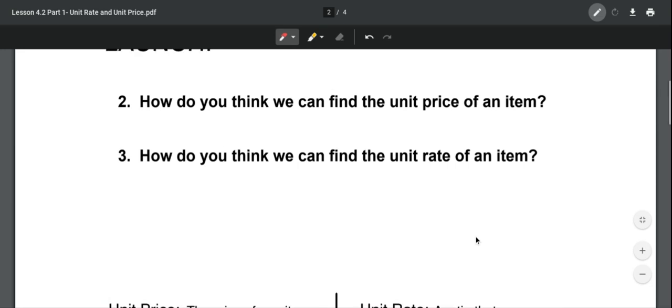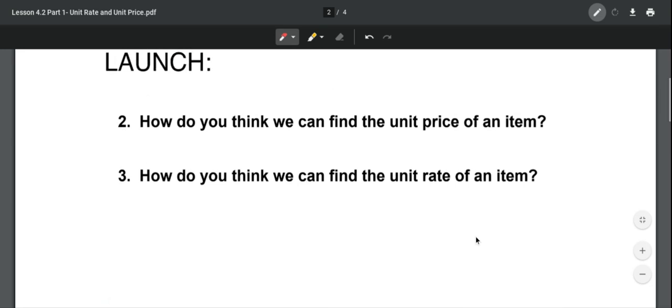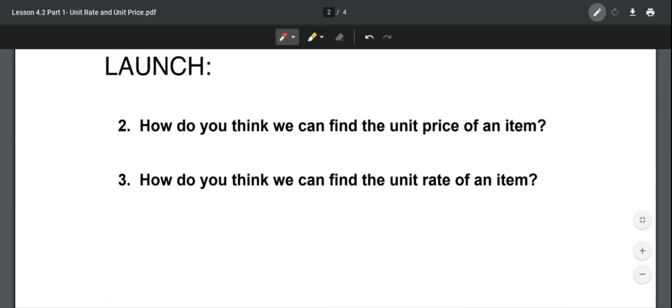an item. So how do you think we can find the unit price of an item? How do you think we can find the unit rate of an item? Pause the video to think about this and come up with an answer, and then return.